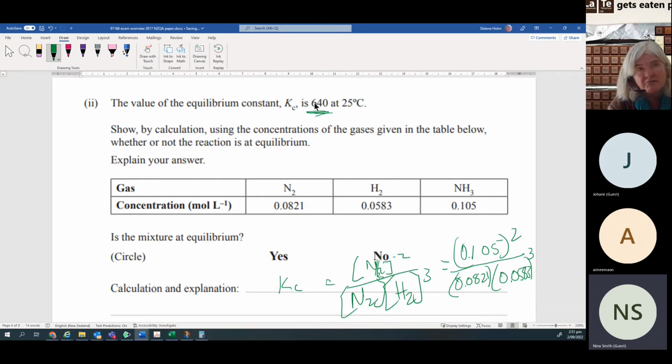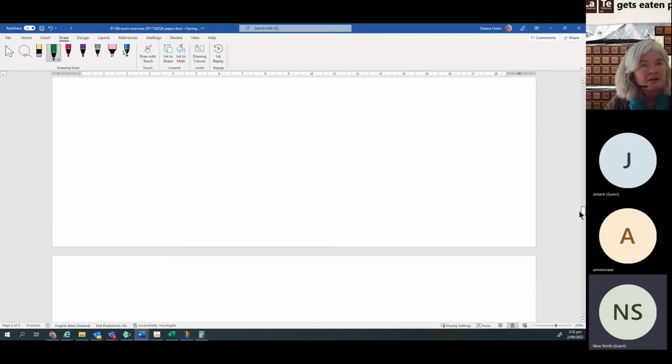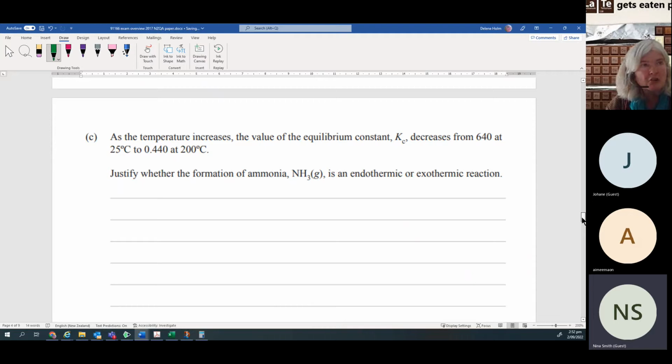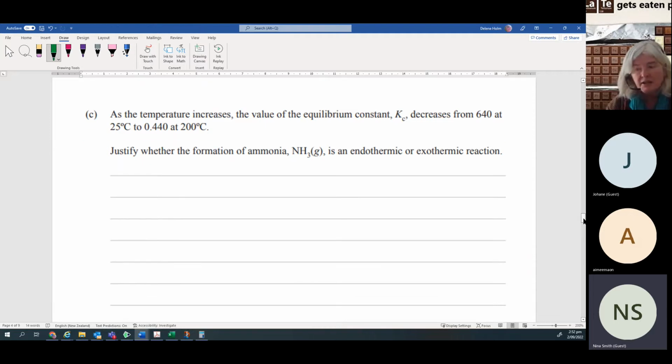So you would just simply work that out and then you would just see, is my number equal to 640? If it is, it's an equilibrium because it matches. That's what we're supposed to get. If it's a different number, it means it hasn't reached equilibrium yet. Okay, if you want me to go into more detail, then let me know.